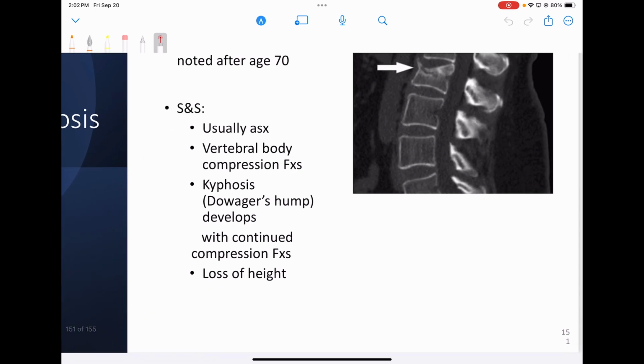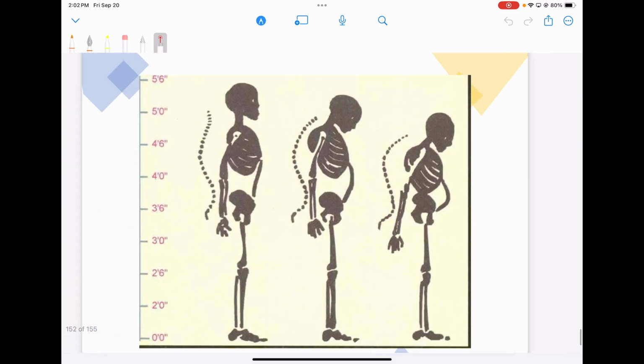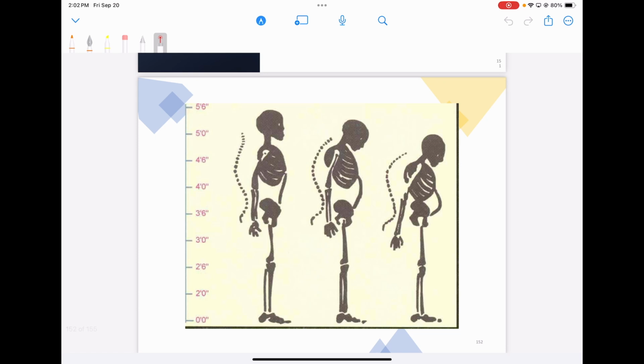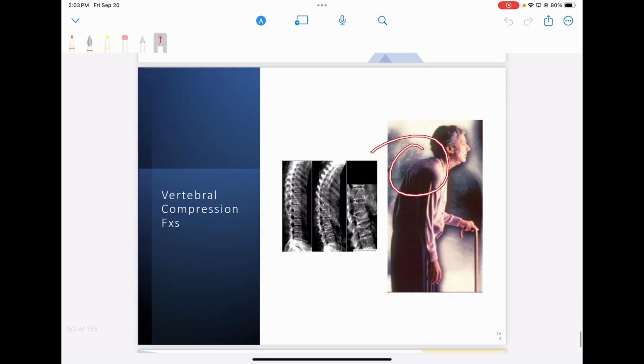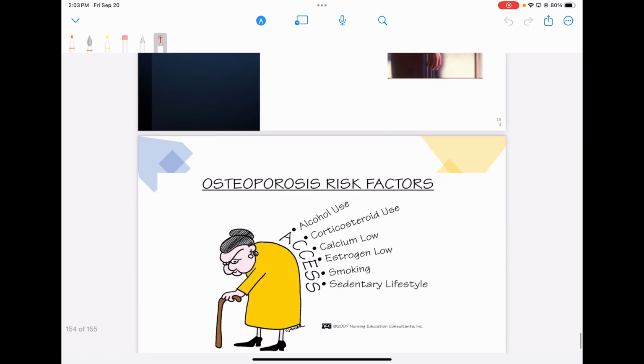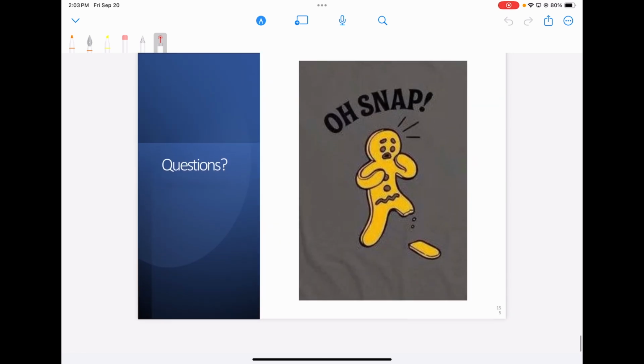Signs and symptoms, kyphosis, a Dowager's hump. Because they have lost structural integrity of the spine, they start hunching over. And loss of height. So again, with osteoporosis, you start shrinking. So height changes over time due to the compression of the vertebral column due to the weakened bones. And this is what a Dowager's hump is. And again, your risk factors, your summary slide. And we're done with ortho.